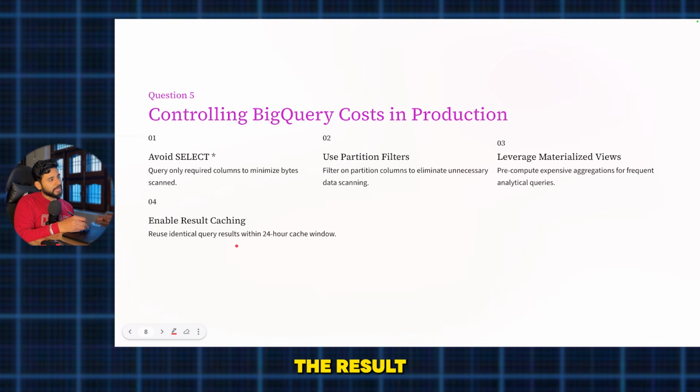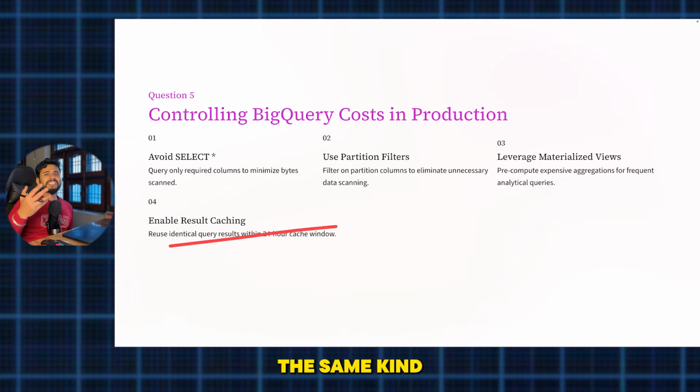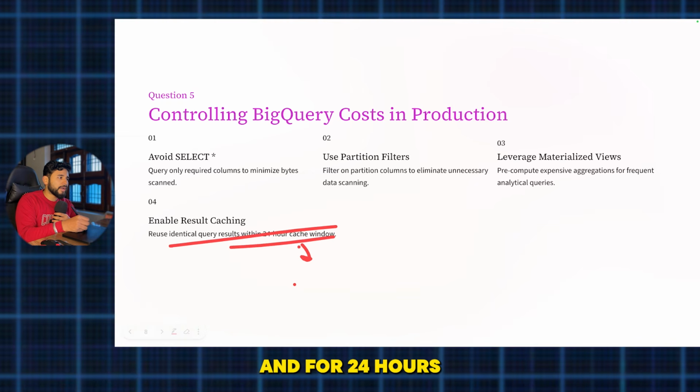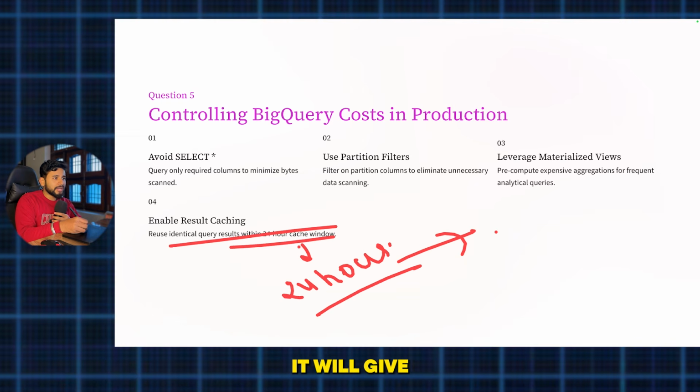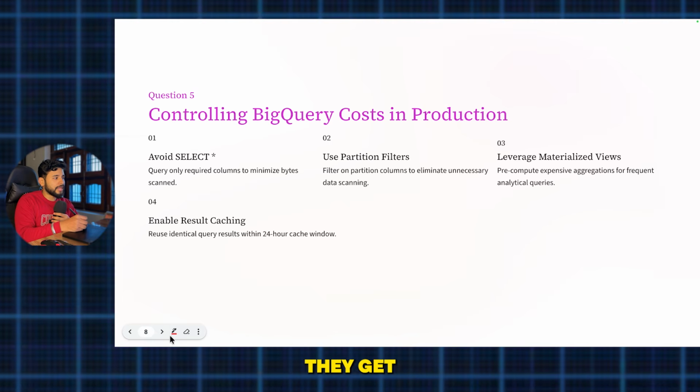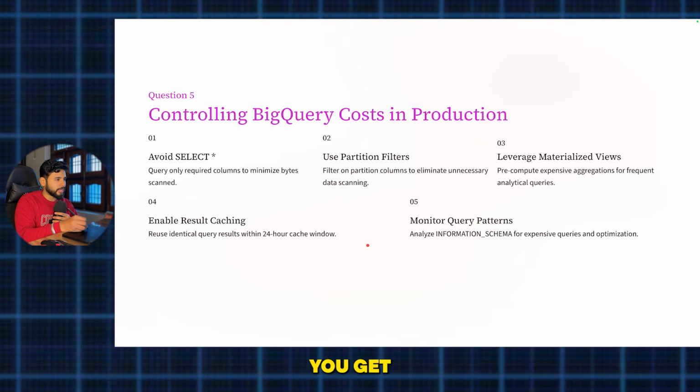Next thing is to enable result caching. Result caching is very, very important. Suppose you are querying the same kind of result every 5 hours, 3 hours, 4 hours, or even every minute. What you can do is enable caching on that particular window, and for 24 hours it will store the result. Whenever you run it, it will give you the result from the cached memory. For identical queries, you directly get the result.